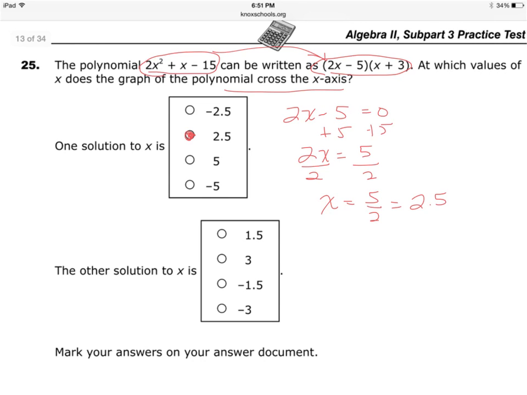And then the other solution comes from the other factor. So I have x plus 3, set that equal to 0, and subtract 3 in order to solve for x. So we get x equals negative 3, and I'm going to bubble that on my answer sheet.